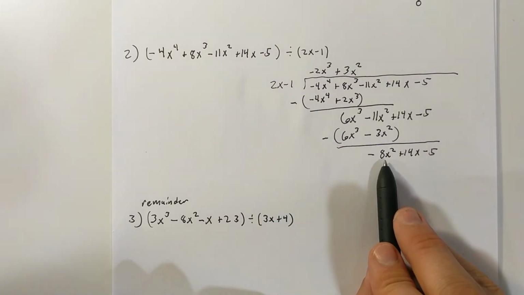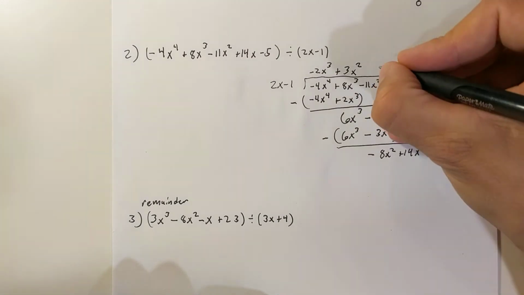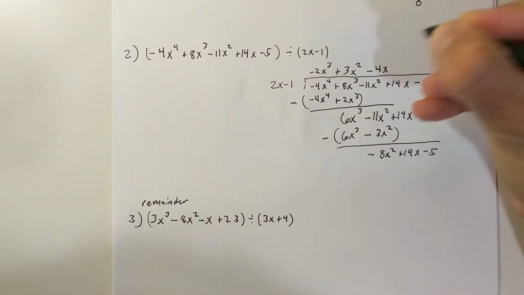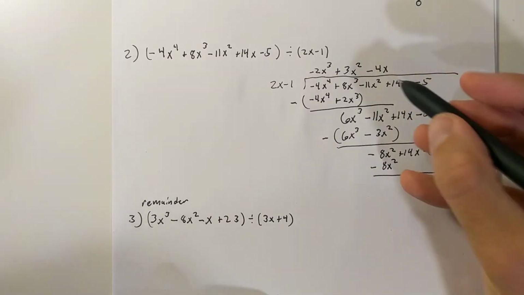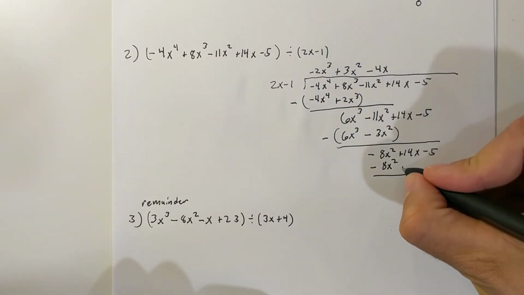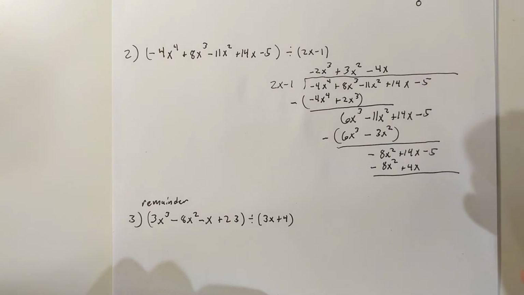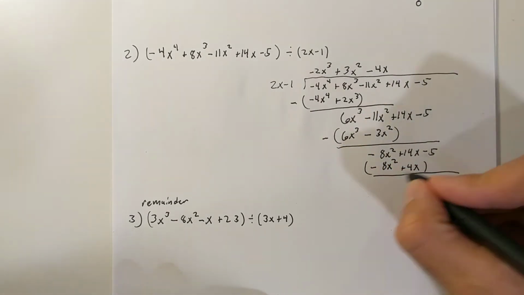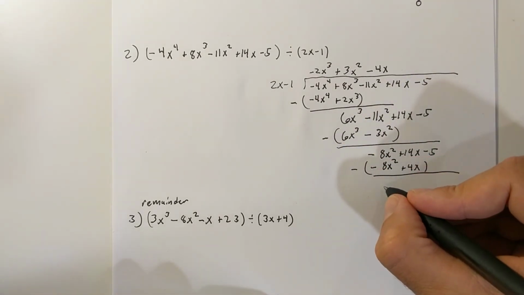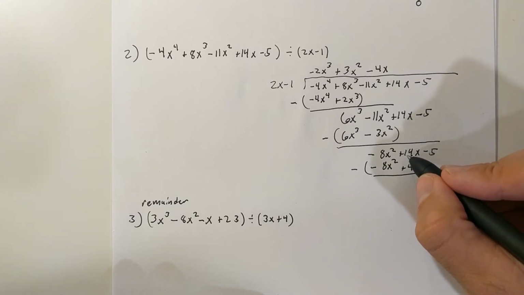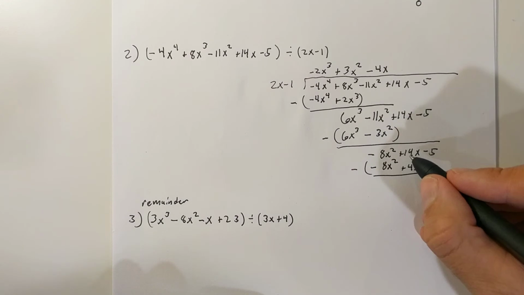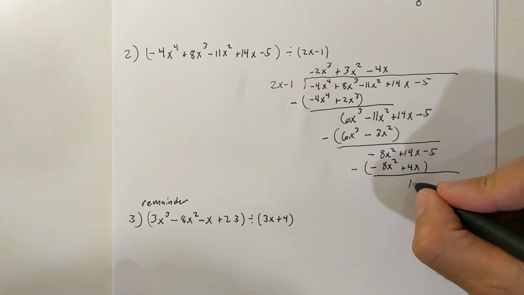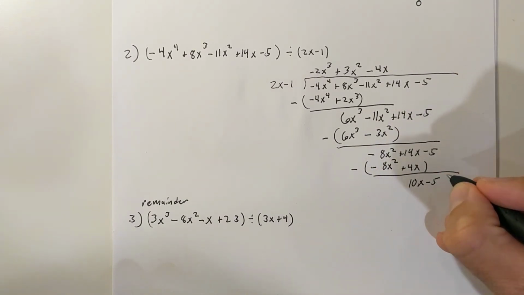2x to negative 8x squared is going to be a negative 4x. That gives me my negative 8x squared. It also gives me my positive 4x. When I subtract, the negative 8x squared goes away, and now I get a positive 14x minus 4x. So 14 minus 4 is a 10x minus 5.